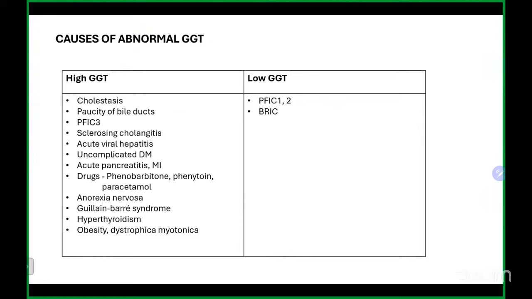So these are your causes. All your high GGT causes are your cholestasis causes. All the causes of neonatal cholestasis can be causes of high GGT. But for low GGT, only 2 causes are there. One is PFIC, progressive familial intrahepatic cholestasis. The other is BRIC, benign recurrent intrahepatic cholestasis. Both of these have a genetic basis. I have mentioned this only for your MCQ purpose, so that you can identify that whenever there is low GGT, the causes are PFIC and BRIC.